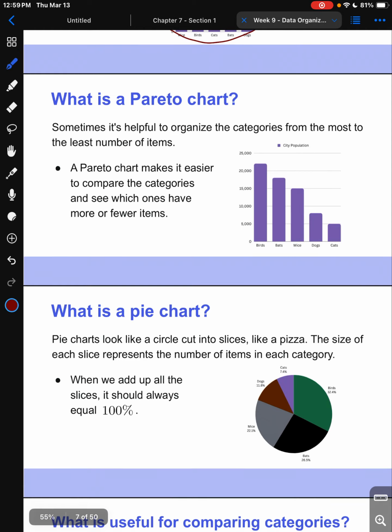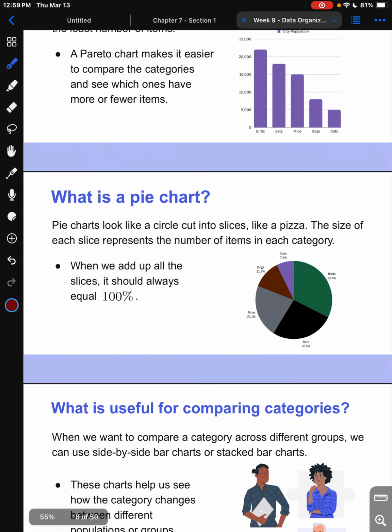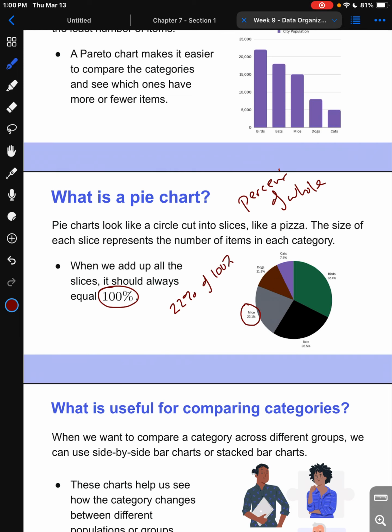Now, a pie chart deals with percentages. That's a big thing with pie charts. You've got to understand it deals with percents. It is percent of the whole. A pie chart looks like a circle cut into slices, like a slice of pizza, and it represents 100%. You're looking at the parts of 100. For example, this mice is 22%. So that's 22% of 100%, and that's its pie size, its slice of pie.